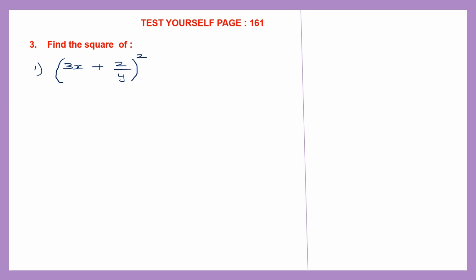Now this can be taken as a plus b the whole square. We can apply that identity, that is a plus b the whole square, which is a square plus b square plus 2ab. So in this case a will be 3x, that is the first term of this binomial, and b will be 2 by y. So now we're going to apply this formula here.